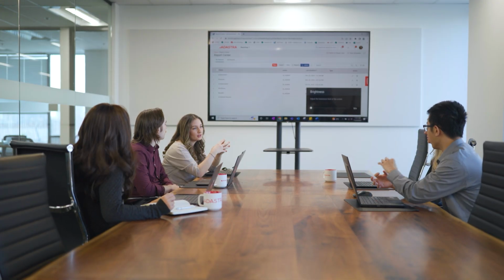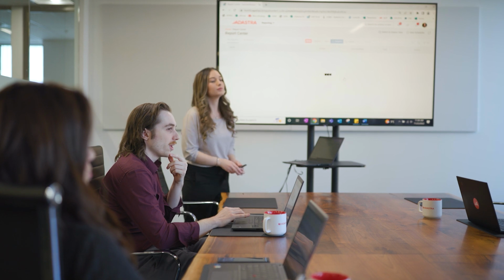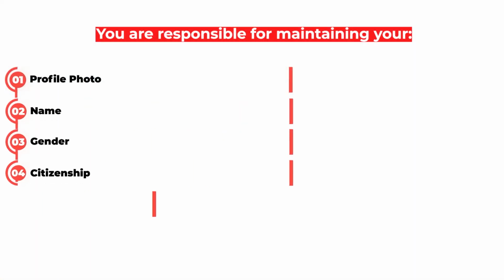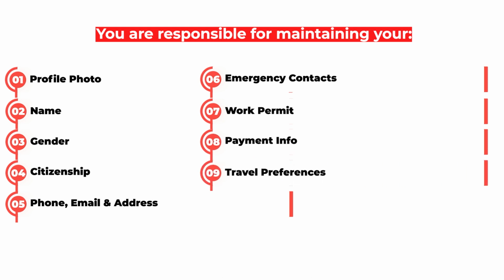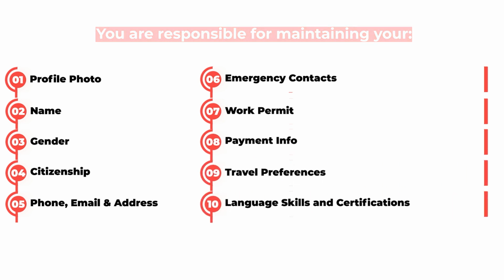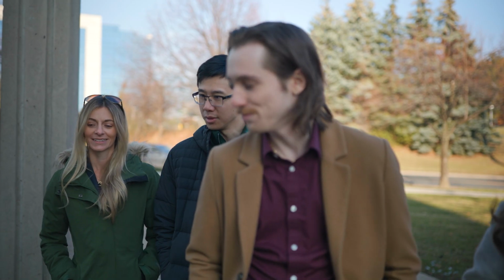And that sums up Employee Central. You can now understand how Employee Central will enhance your overall experience, increase visibility to the organization, and to your employment details and history, as well as simplify the maintenance of your data. Remember, to validate your data in your profile and keep it up to date, this includes your profile photo, name, gender, citizenship, phone, email, and address details, emergency contacts, work permit details if applicable, payment info, travel preferences via geographic mobility, and language skills and certifications. It will just take a few minutes to complete this validation, so we encourage you to do that immediately following this video.